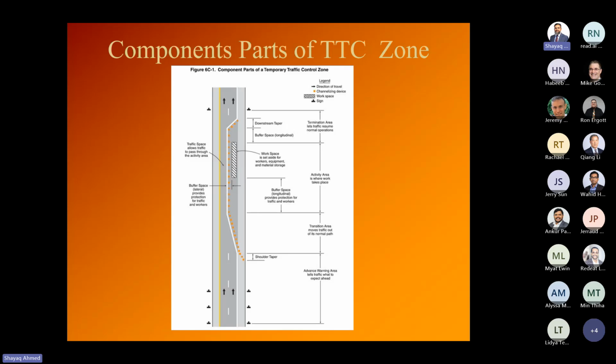This buffer area should not have any vehicles or anything. It should be completely clear of any obstructions. It's completely free of any storage material, any construction equipment. This area has to be completely clean. And then the second part of the activity area is the workspace. This is basically the work area, where workers and equipment, and all of this are stored. That's the second part of the activity area.